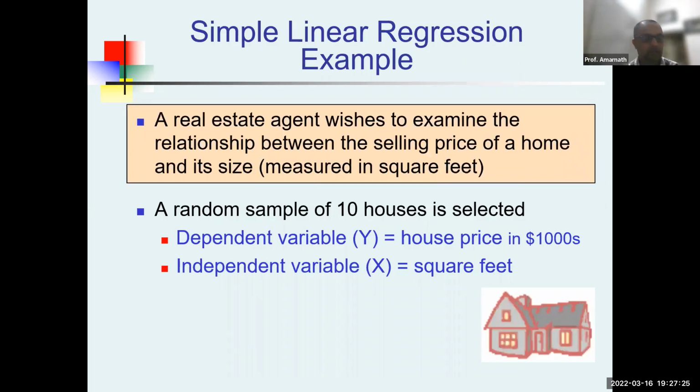So we have to understand this example now. So how, why, and all we'll understand. Our example is, I have one Y, one X case only. A real estate agent wishes to examine the relationship between the selling price of a home and its size measured in square feet. He has only 10 records. The dependent variable is house price in thousands of dollars.